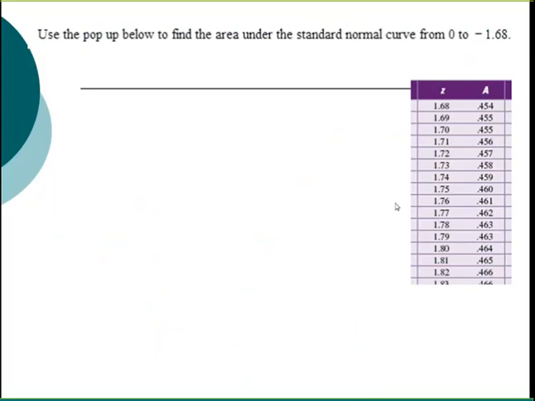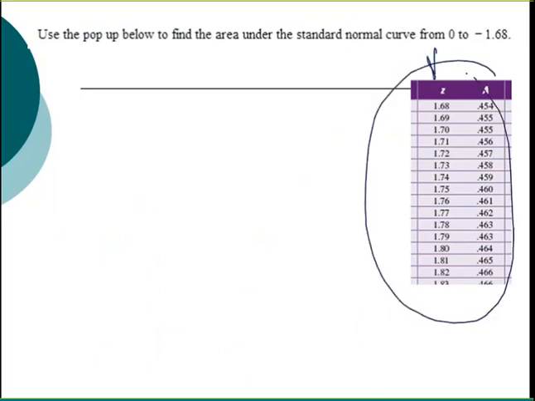So you're going to have these wonderful little pop-ups that tell you, based on your z-score, what is the area, what is the amount as a percentage under the curve of your data. It says use a pop-up below. Here it is, I already popped it up for you. Find the area under the standard normal curve from 0 to negative 1.68.